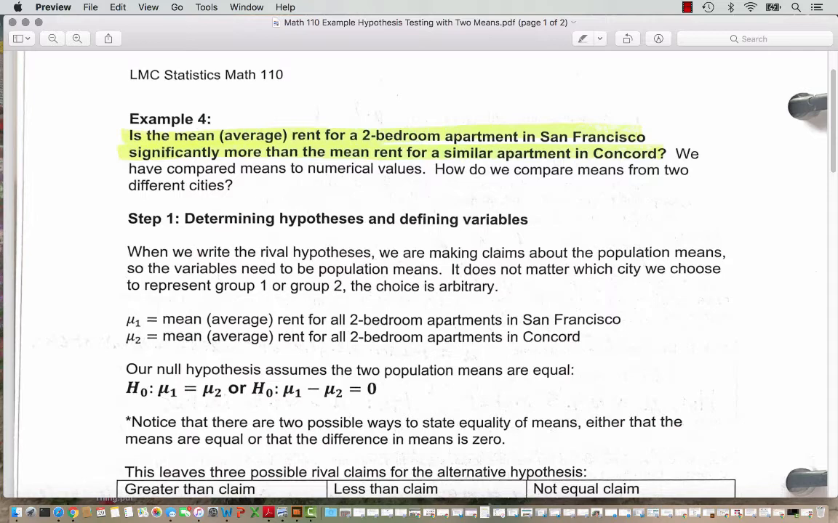So step one is to determine the hypotheses and define our variables. When we write the rival hypotheses, we are making claims about the population means, so the variables need to be the population means. It does not matter which city we choose to represent group 1 or group 2, the choice is arbitrary. I'm going to say that mu1 is the mean or average rent for all two-bedroom apartments in San Francisco, and mu2 is the mean or average rent for all two-bedroom apartments in Concord. I'm using the Greek letter mu here because these are population means.